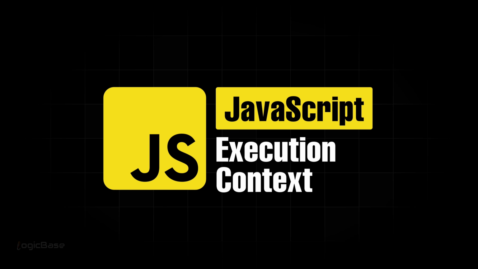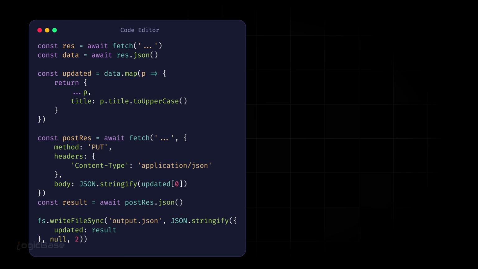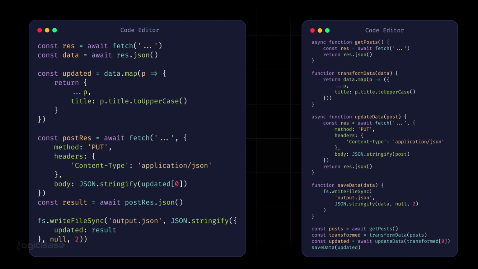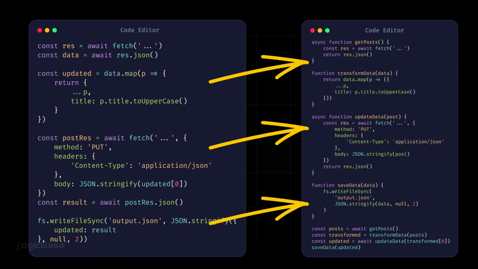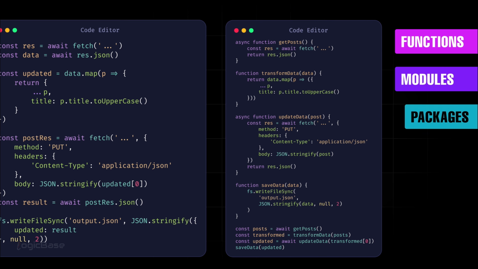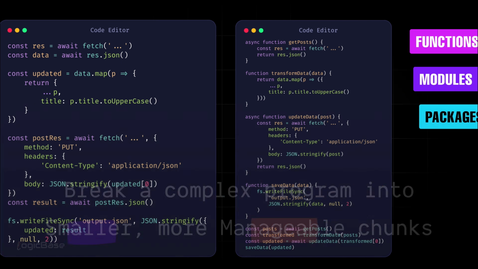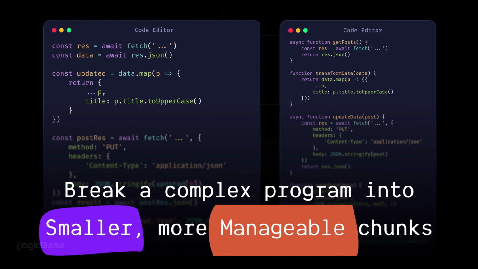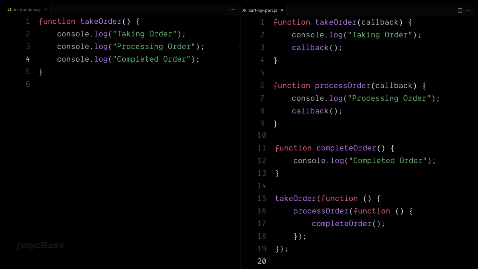Let's start by thinking about how we usually write code. One common strategy is to break our code into smaller parts. These separate pieces of code can have different names, like functions, modules, or packages. But no matter what we call them, their purpose is the same, to break a complex program into smaller, more manageable chunks. This division reduces complexity and makes our code easier to read, maintain, and debug.